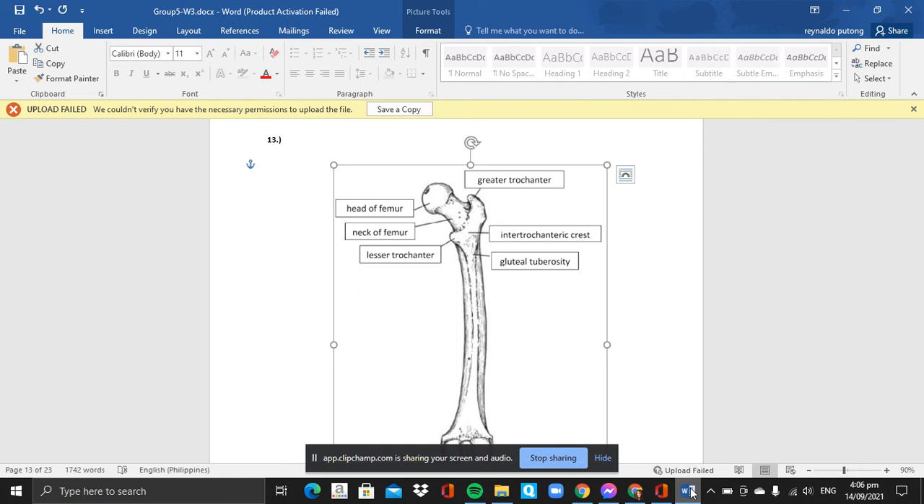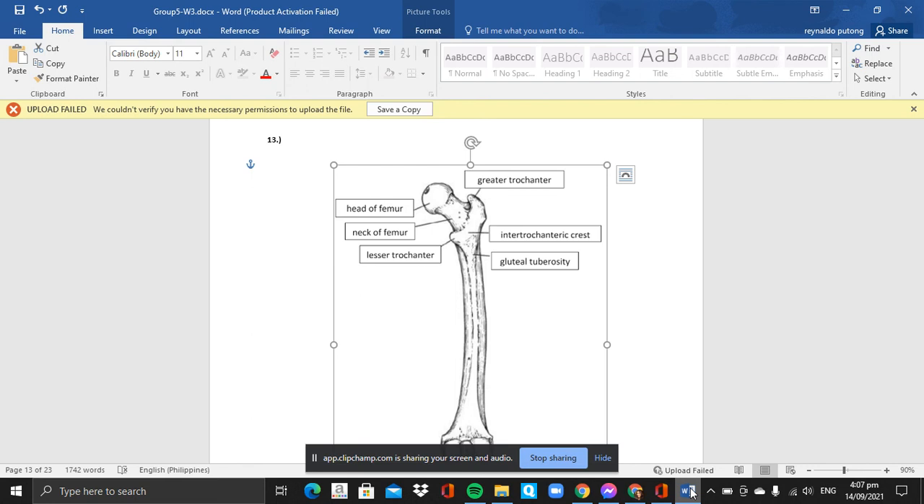Next is the lateral condyle. It is the lateral portion of the upper extremity of the tibia. It serves as the insertion for the biceps femoris muscle or the small C.